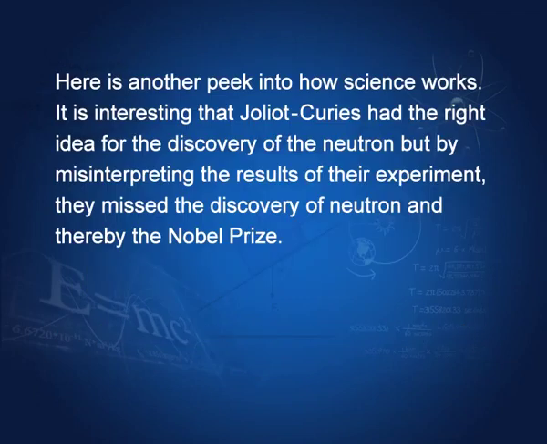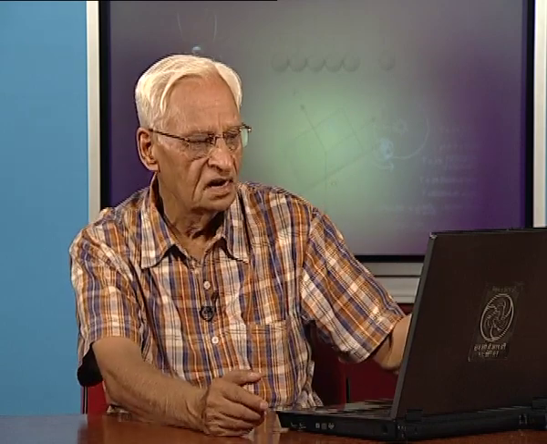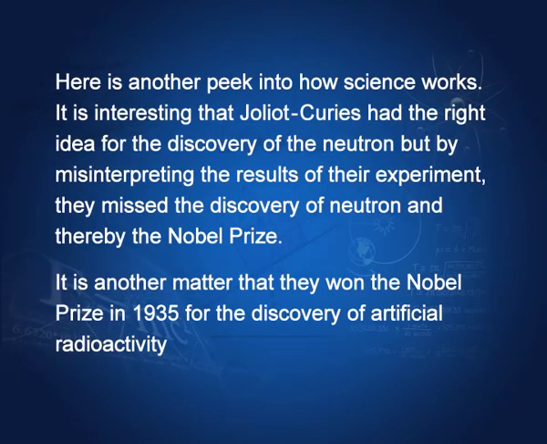And here is another peek into how science works. It is interesting that the Joliot-Curies had the right idea for the discovery of the neutron. Both, the husband-wife team, had the right idea, but they misinterpreted the results of their experiment, and they missed the discovery of the neutron and thereby the Nobel Prize. It is another matter that they won the Nobel Prize in 1935 for the discovery of artificial radioactivity, but at that time they missed it.